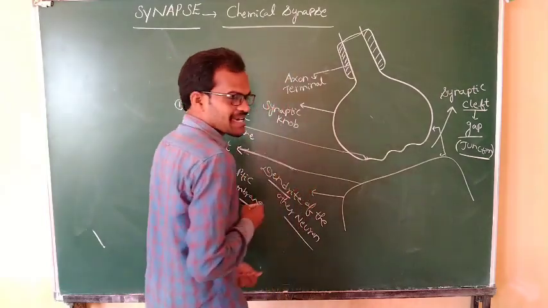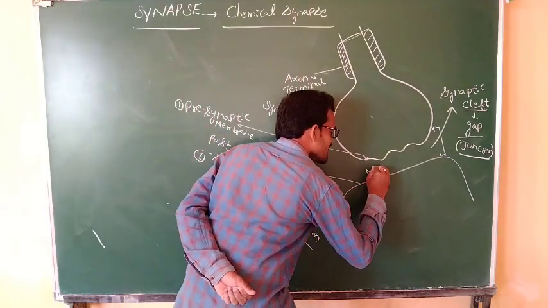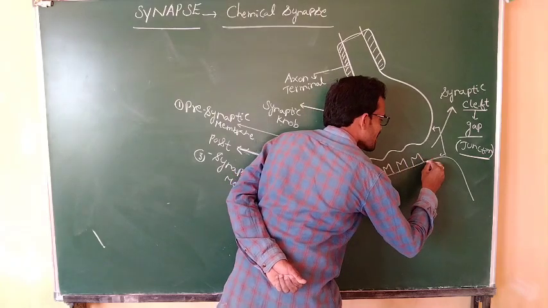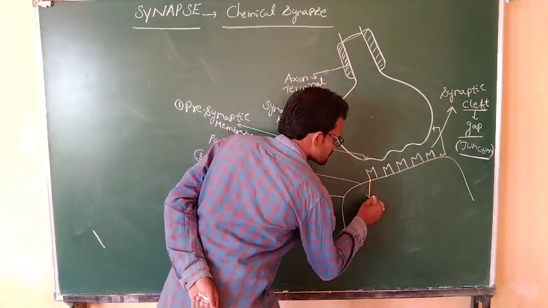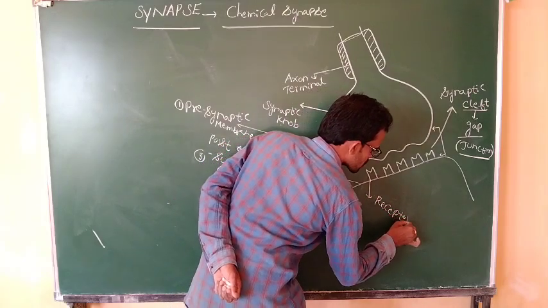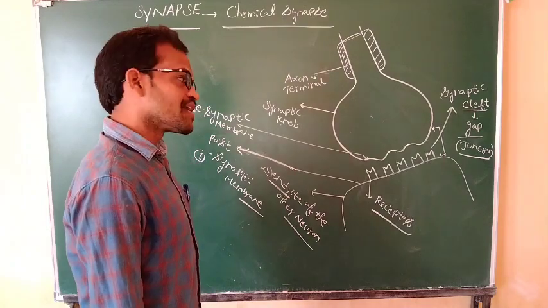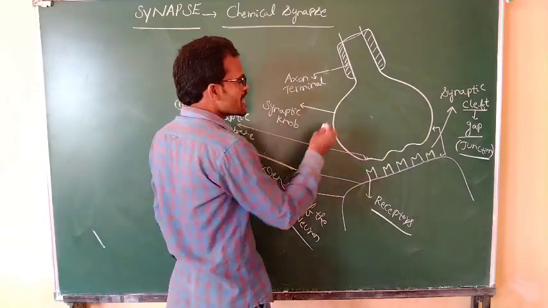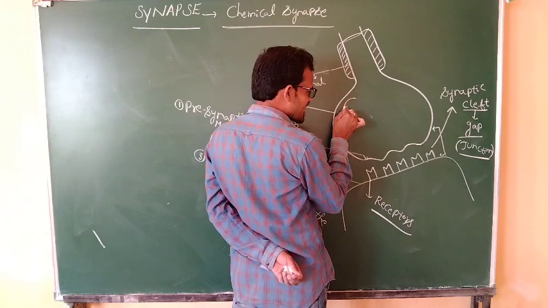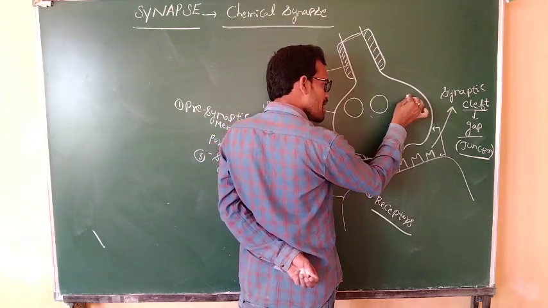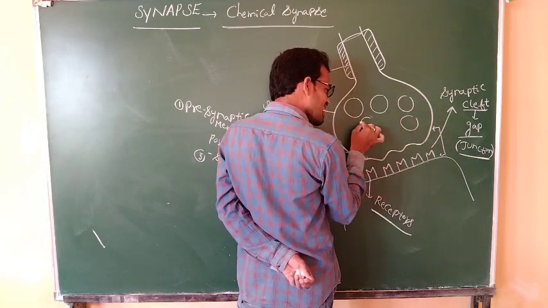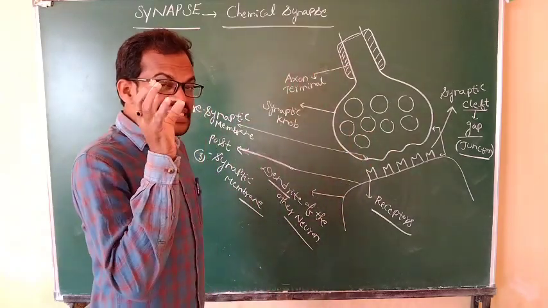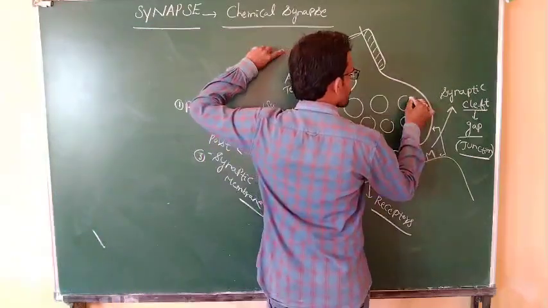See here, the postsynaptic membrane consists of receptors. If you observe the synaptic knob, the synaptic knob consists of synaptic vesicles. The synaptic knob is filled with synaptic vesicles.